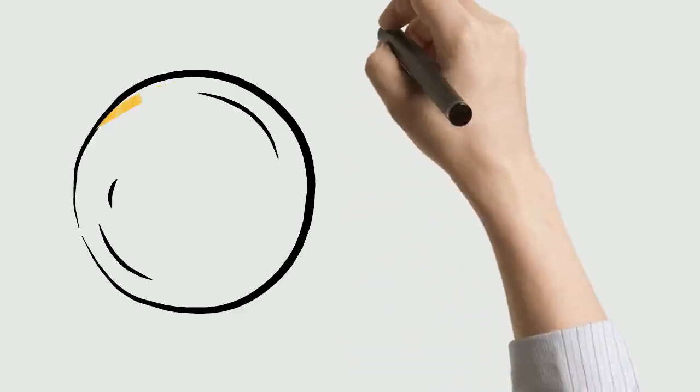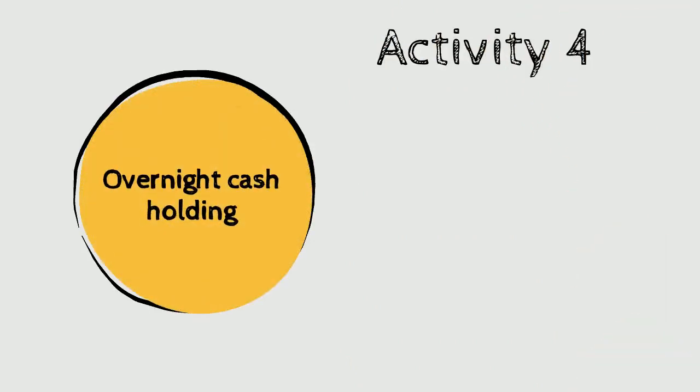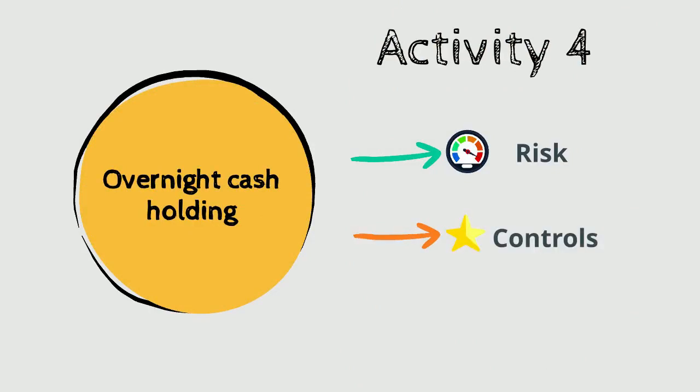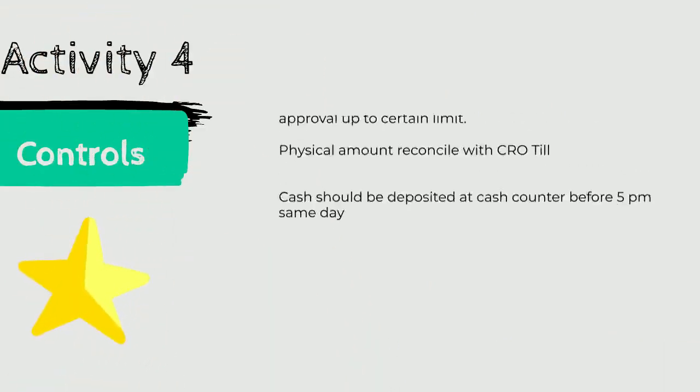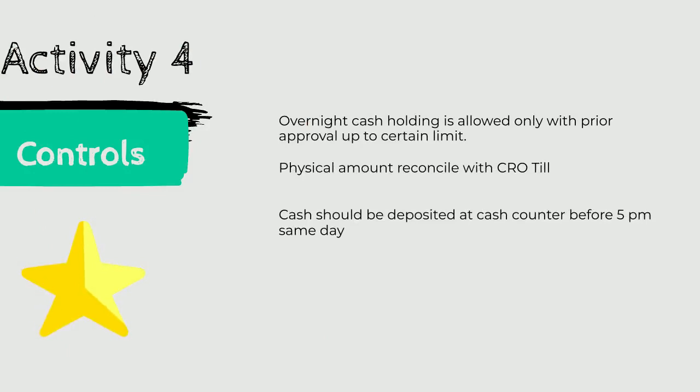The fourth activity is based on overnight cash holding. Let us find out the risks and control factors while holding cash overnight. The risks involved under this activity are theft, lost, or misplacement. The control factors under this activity can be overnight cash holding is allowed only with prior approval up to certain limit. Physical amount shall reconcile with CRO till.